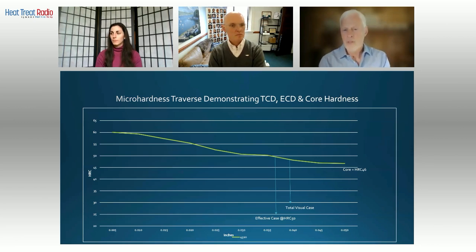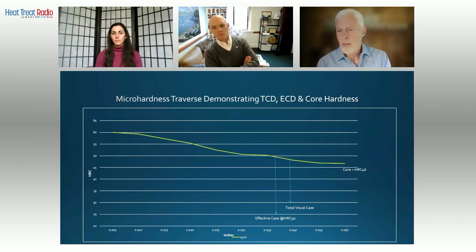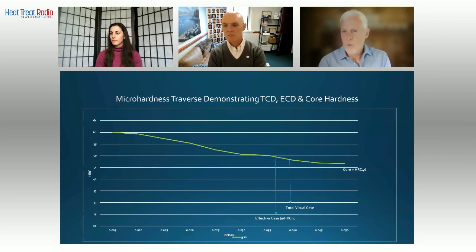We measure the hardness in increments. And when we reach this hardness, the depth at which the hardness achieves 50 Rockwell, that's the effective case depth. Okay. So again, if we look at the core hardness on that part, we can see that on this particular sample, it's somewhere between 45 and 50.